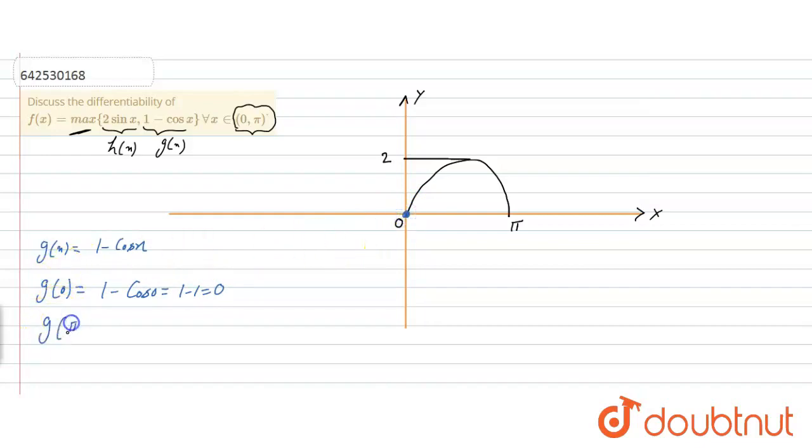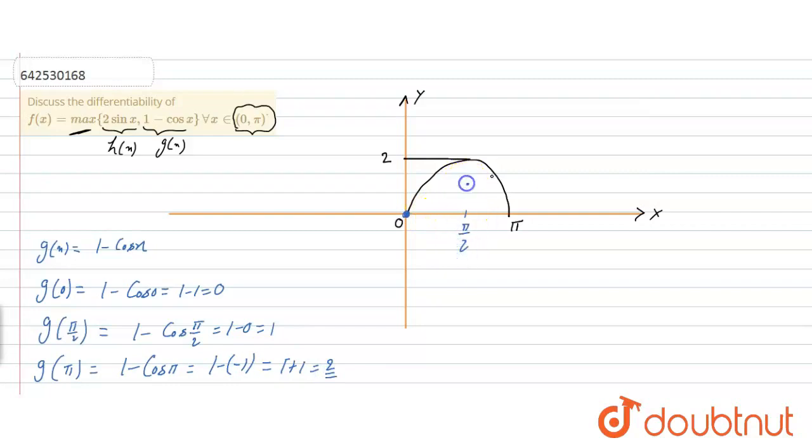Now I want to put pi by 2. g of pi by 2 is equal to 1 minus cos pi by 2, 1 minus 0, that is equal to 1. And g of pi is equal to 1 minus cos of pi. Cos pi is equal to minus 1, we already know this. And this will be equal to 1 plus 1 is equal to 2. So here at pi by 2, it will give us 1, and at pi it will give us 2. So now I want to draw a graph like this. So this is the graph of 1 minus cos x.